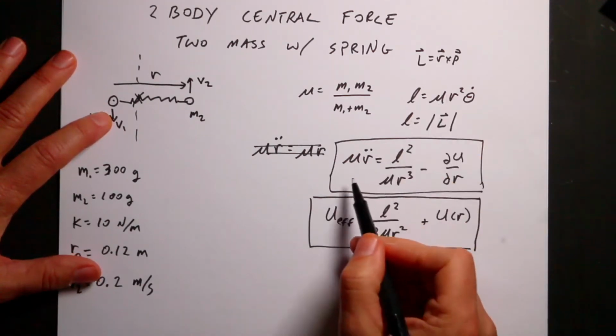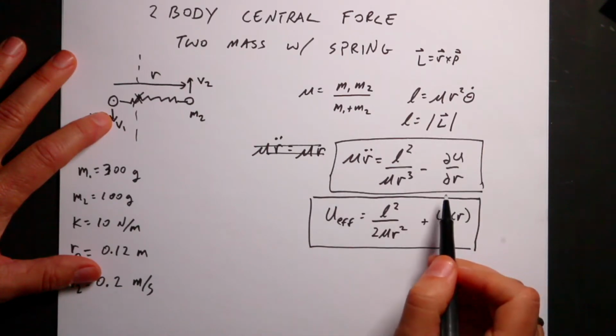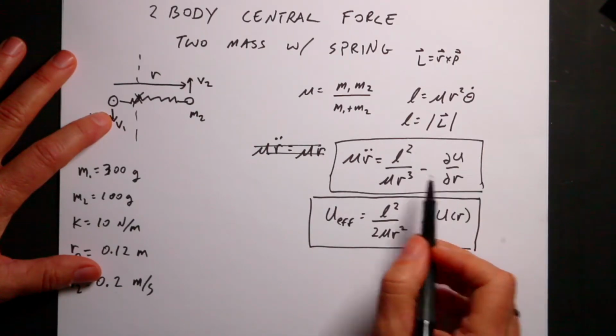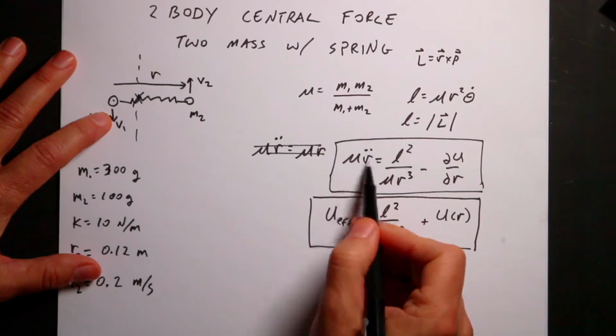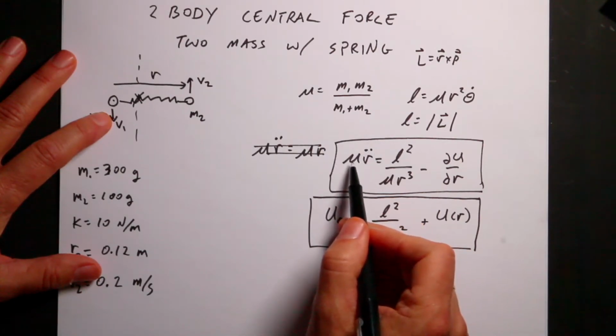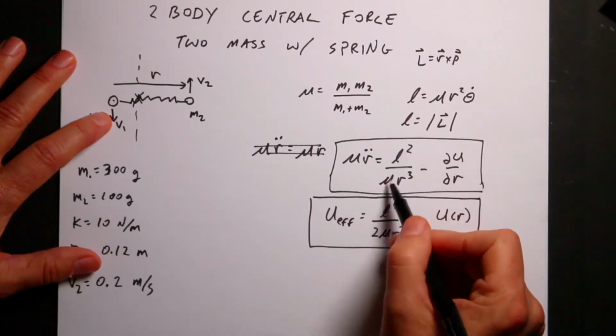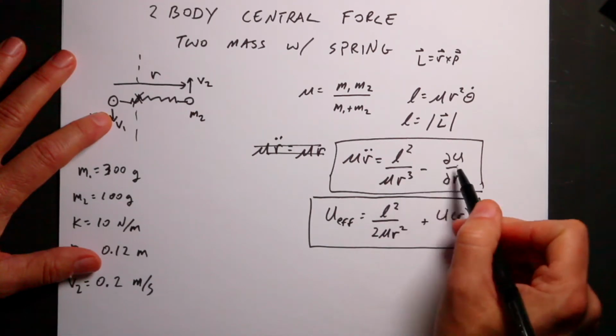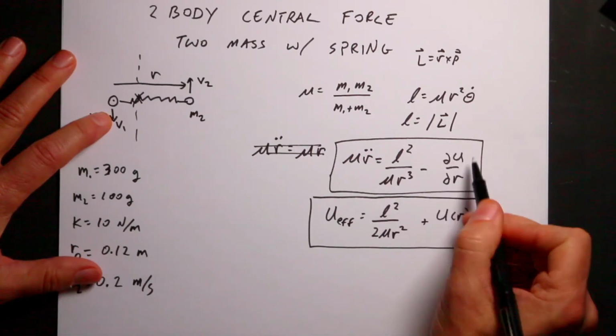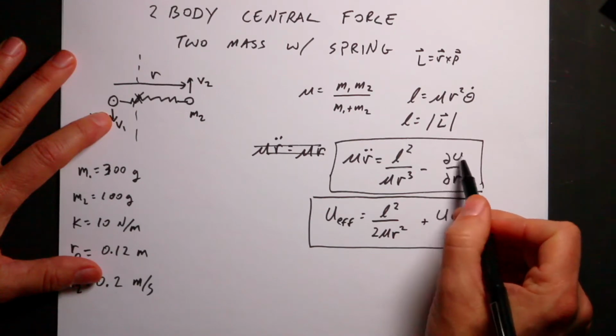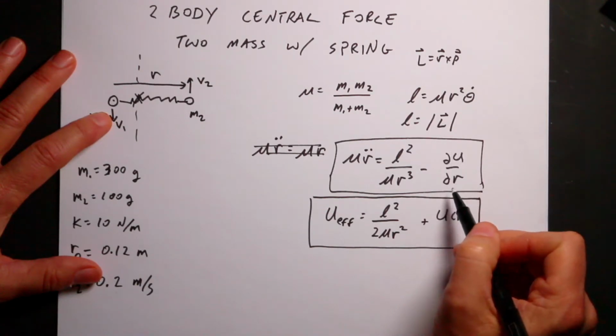Once I do that, I get the following from the Lagrangian in the r direction. This says mu times r double dot. This is like ma, right, in the r direction. It's equal to L squared over mu r cubed minus the actual force, the central force, the derivative of the potential with respect to r.